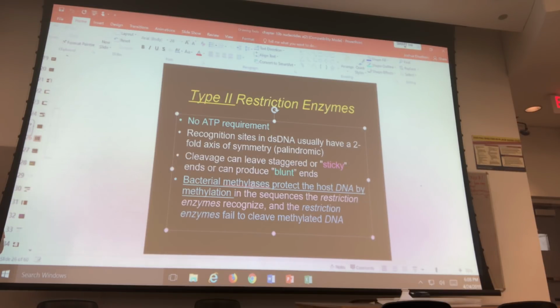Foreign DNA and foreign RNA from viruses do not have these methyl groups on there, so restriction enzymes are still able to cut those.